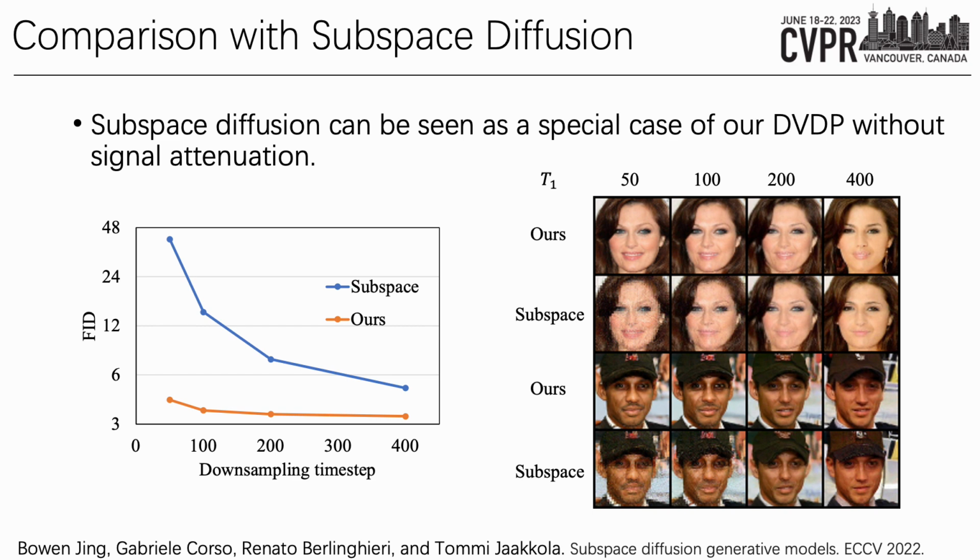To show that it's necessary to attenuate the data component, we compare our DVDP with subspace diffusion, which can be seen as a special case of our DVDP without signal attenuation. Here, we change turning point T1 and compare their performance. The left figure illustrates that DVDP is consistently better with regard to sample quality. Some samples are shown on the right, where the sample quality of subspace diffusion is apparently worse than that of DVDP.